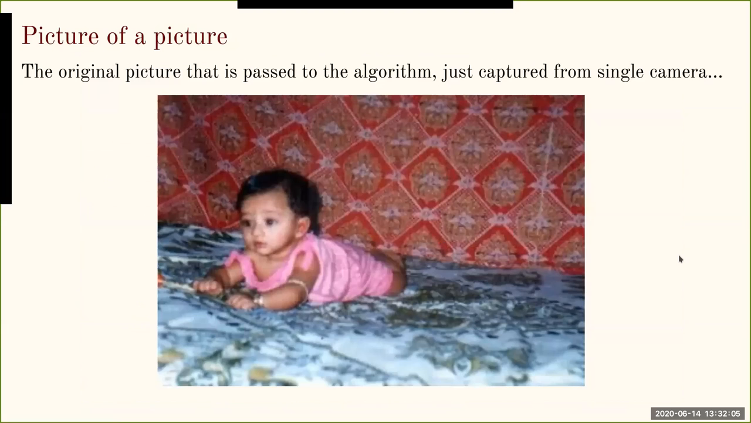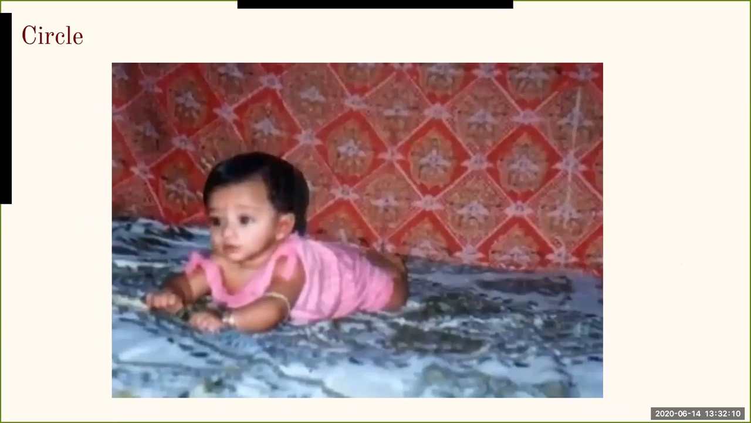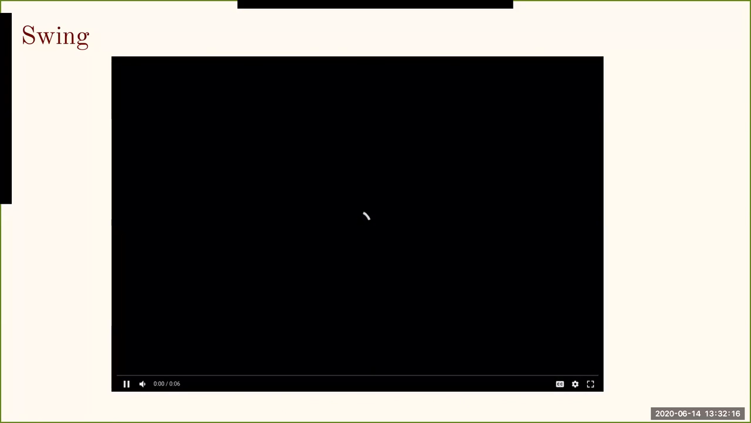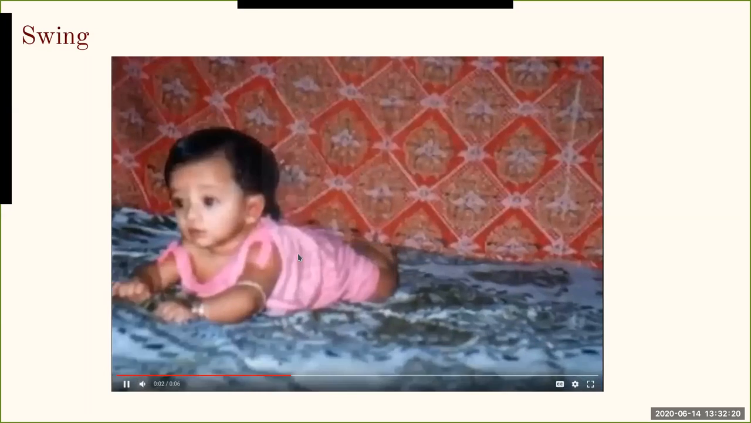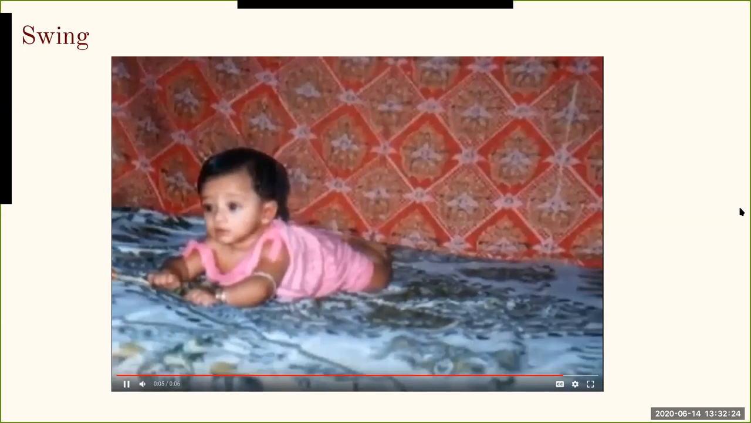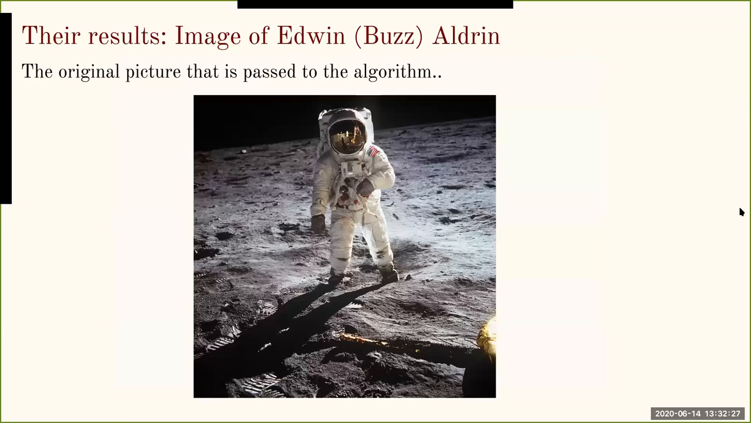And this is a picture of a picture. It also surprised me that it is performing very well on a picture of a picture. So we can recreate the old memories using this. This is quite good, and we can see that these have created different layers, and my head is moving faster than the previous ones. And this is a picture of Edwin Aldrin. This is the depth map by MiDaS.